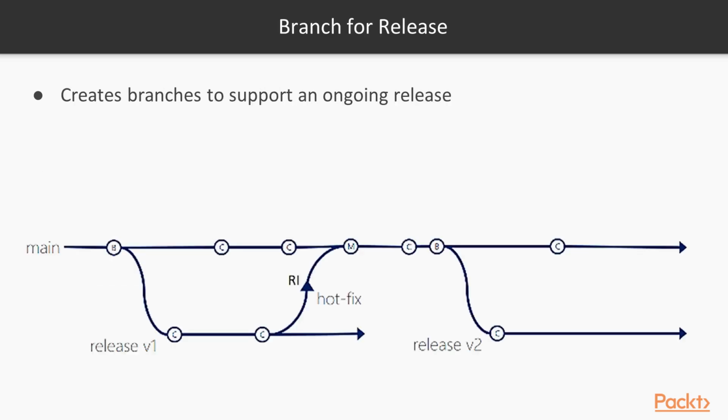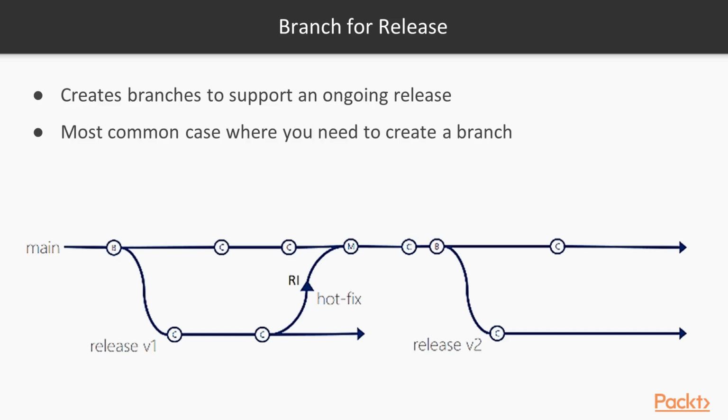So the next one we have is the branch for release model, where we're actually branching to support the ongoing releases that are going on in the system. And this is one of the most common cases where you need to create a branch. It's for the branching for the release model. As you can tell from the image here, we're working in main, we release, we maybe run into some issue or we have to create a hotfix, we reverse engineer that back into main, and then continue on.